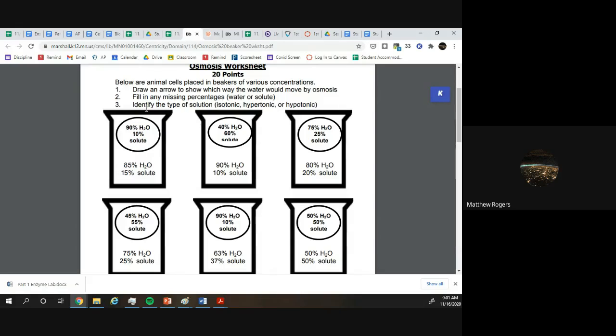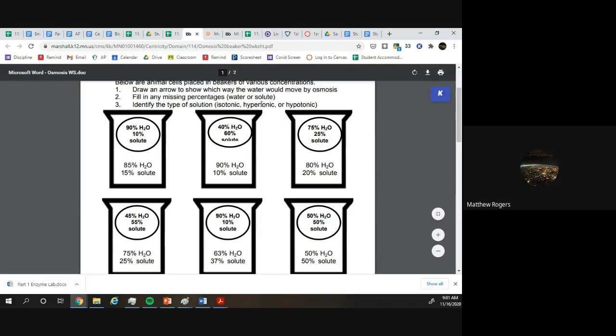Now, we always identify the solution outside. That's what we're focusing on, what the cell is in. So, as it says, identify the type of solution. This is hypertonic. Let's look at this guy. I have 40% water, 90% water, 60% solute, 10% solute. So I have a hypertonic solution here inside the cell, a hypotonic on the outside. So it would be a hypotonic situation.